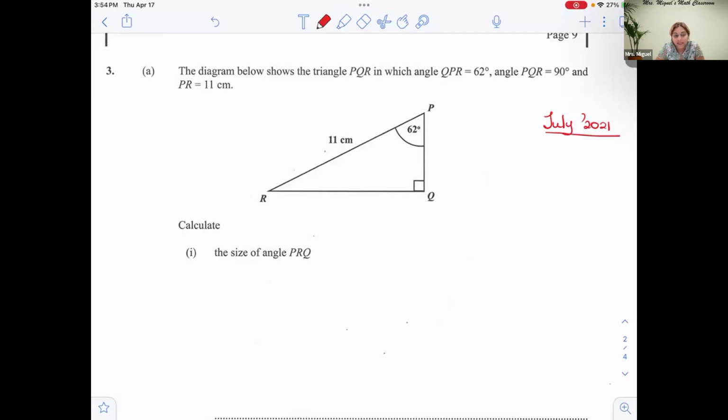2021. The question says the diagram below shows a triangle, and right away you're seeing angles. So you're supposed to be thinking the sum of angles in a triangle is 180. Calculate the size of this angle. So I am leaving it up to you to take a minute or two to work out the size of the angle.